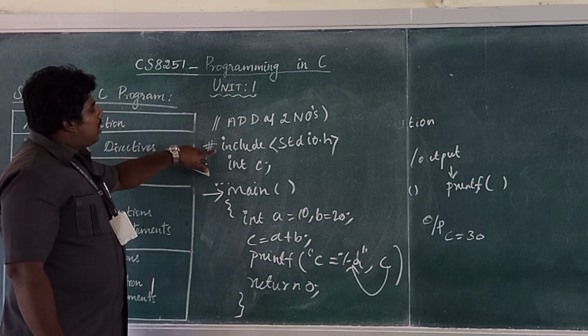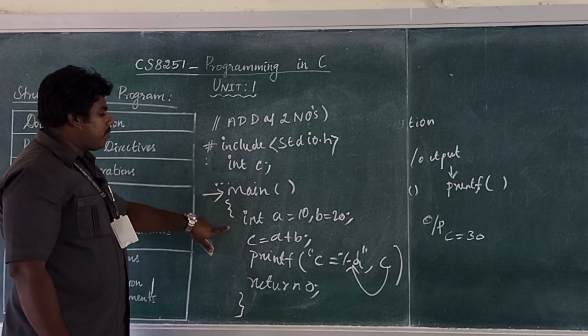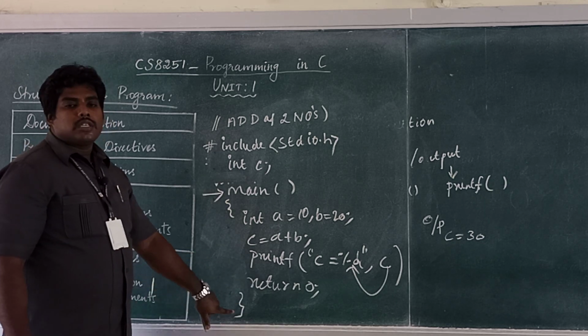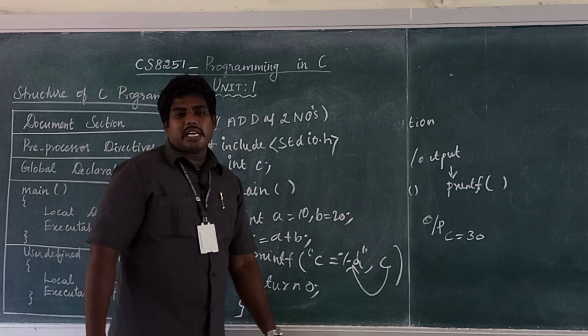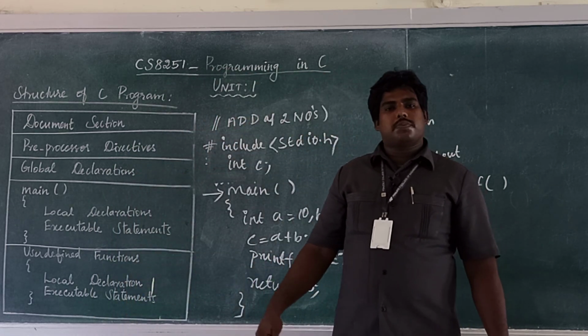So preprocessor directive, global declaration, then main function, local variable declaration, executable statements, then curly brace. Okay. So this is the structure of a C program. I hope you understand this program, students.